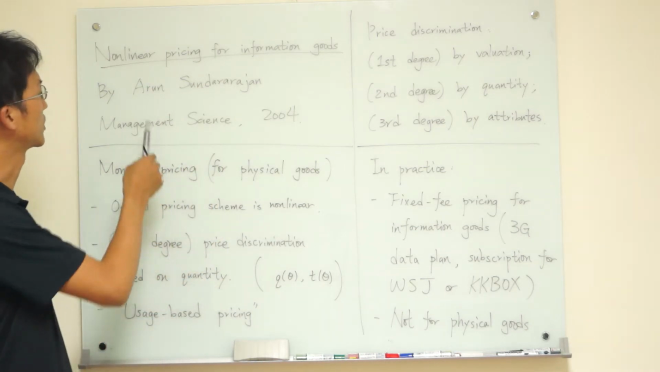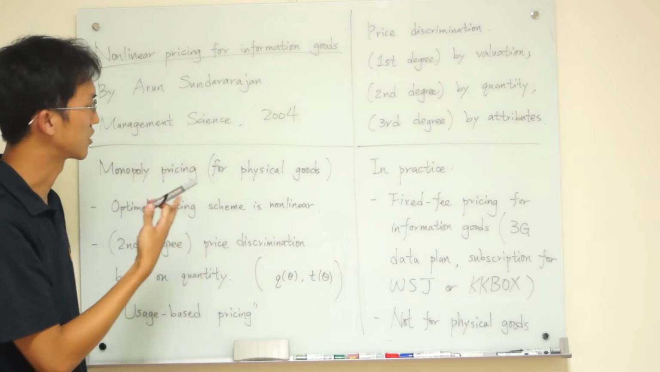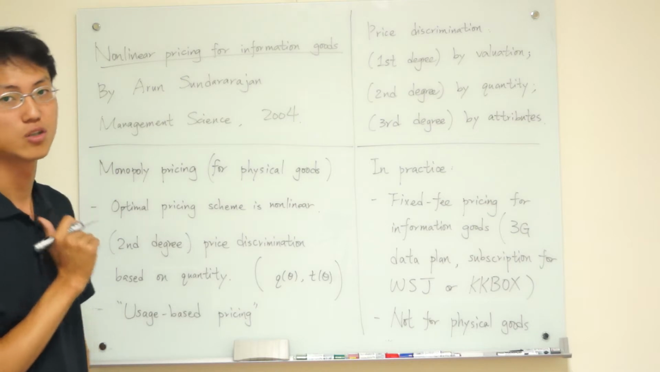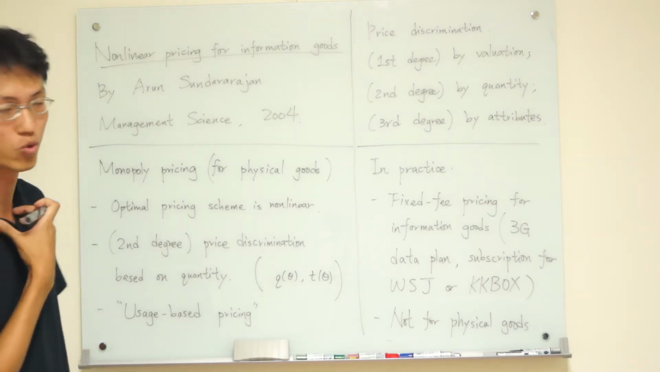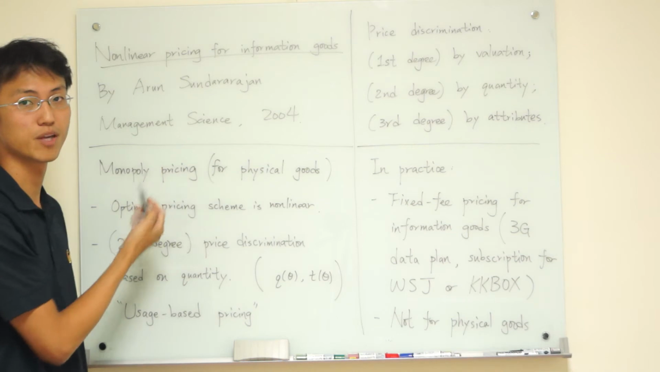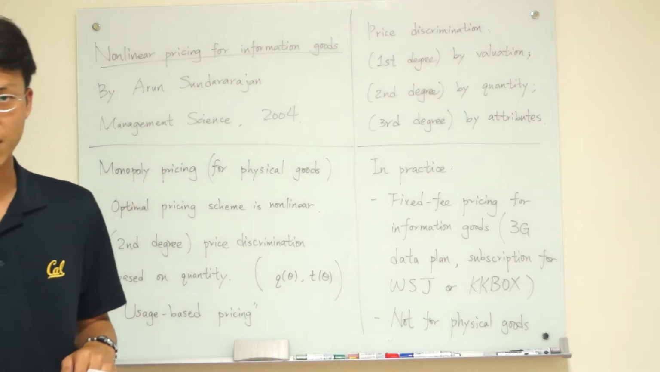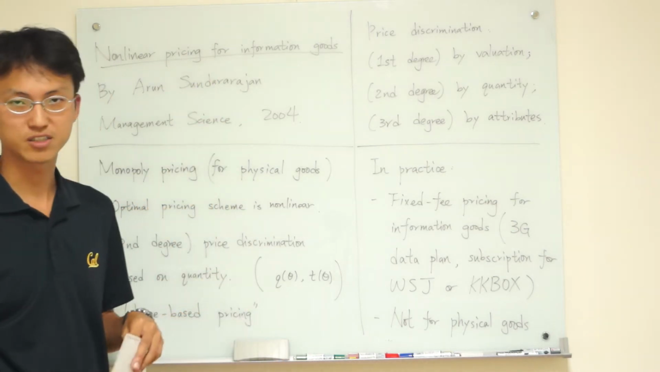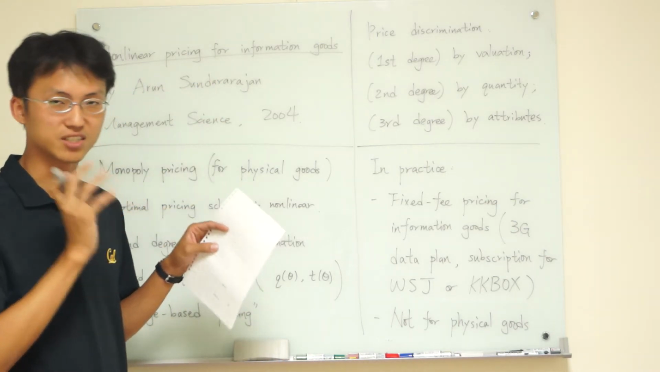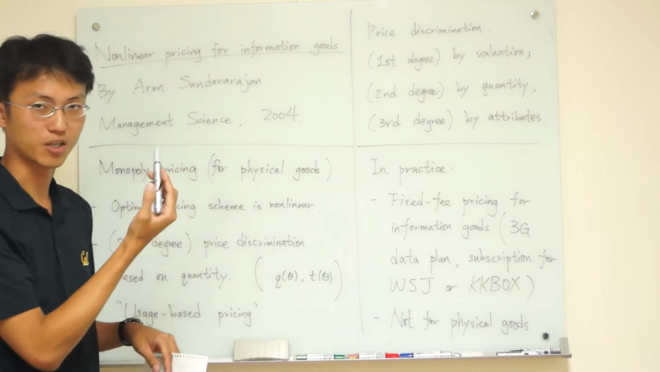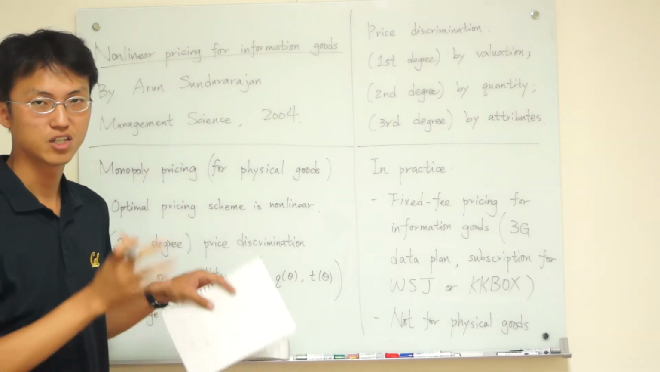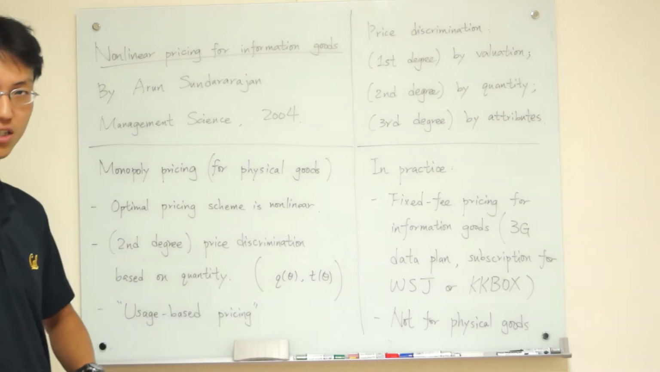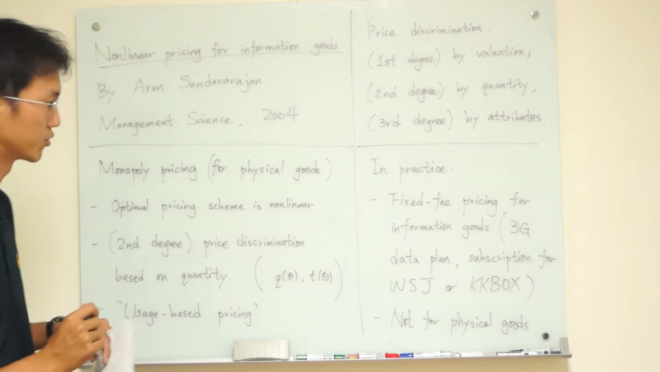This paper was written by Professor Arun Sundararajan. He is a professor in the NYU Business School, one of the best business schools in the world. And this paper was published in Management Science in 2004. Actually, this professor, in some sense, got tenure because of writing this paper, one of the most influential papers about information goods pricing. Okay, so it's worth reading. So if you have no question, I'm going to start.